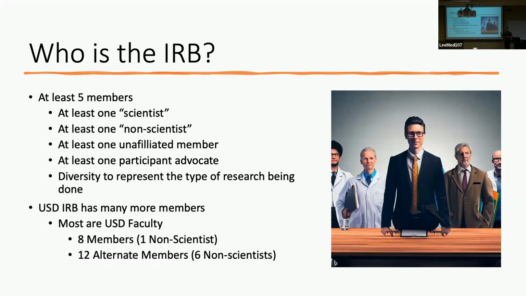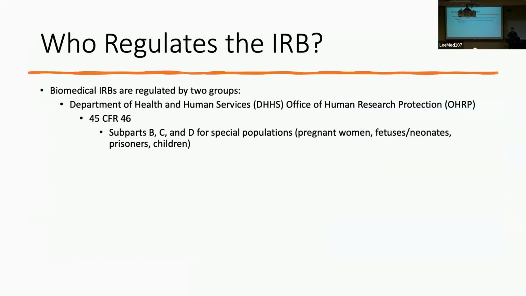So if you only had 5 members, if any one of those members weren't able to make it, you wouldn't have enough individuals to review studies, and you wouldn't be able to get anything done that month. So by having multiple members, multiple areas of expertise, and a lot of times overlapping expertise, we can ensure that the IRB remains productive regardless of who we have show up that day. So who regulates the IRB? Who tells us that this is what we need and how we do things?